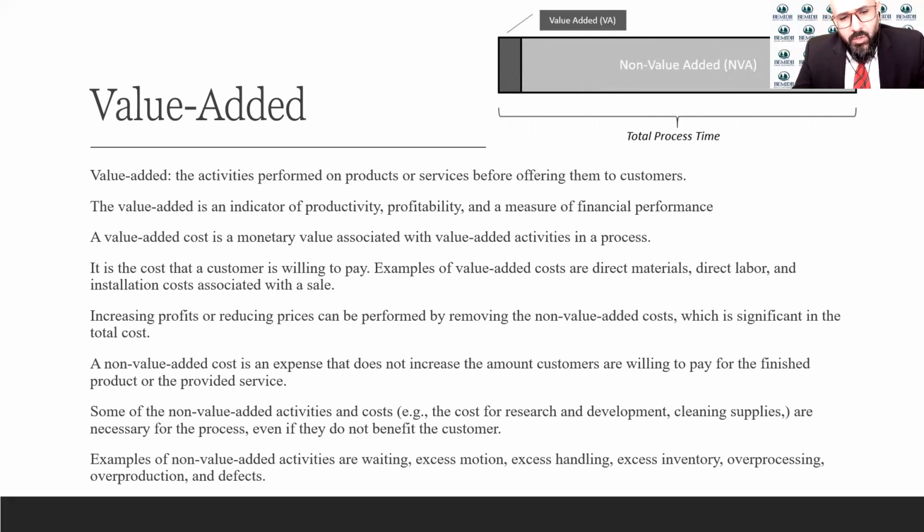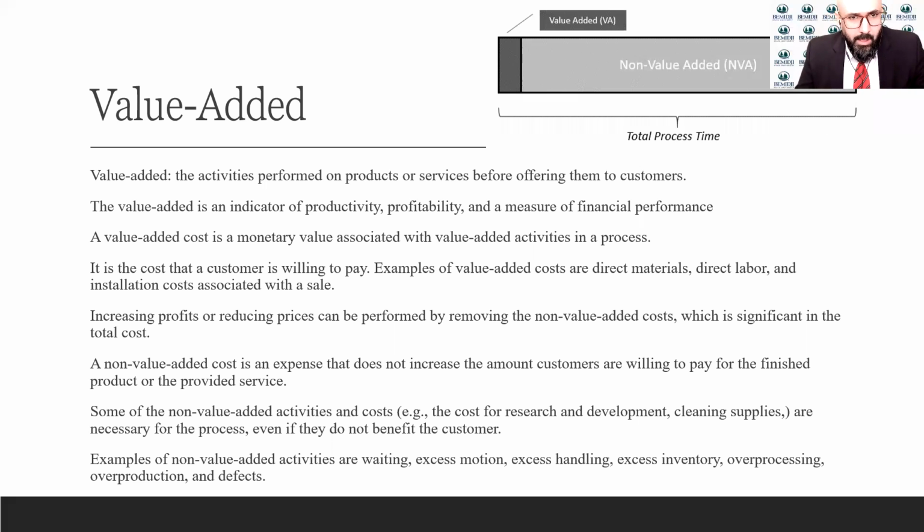The non-value-added cost is the money that does not increase the amount of money the customers are willing to pay. So this is the amount that the customer is not willing to pay for. It doesn't add any value. Some of the non-value activities could be research and development, cleaning supplies. However, these are not value-added activities, but you need them. These are required, and sometimes it's hard to take them out of the process.